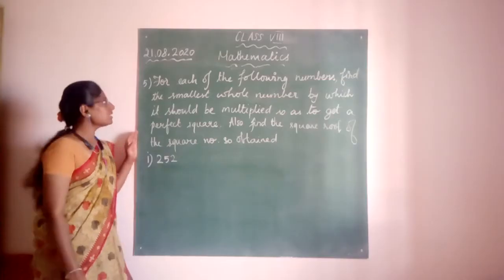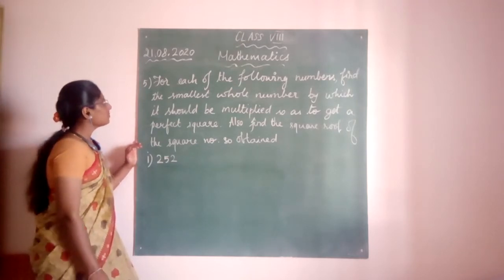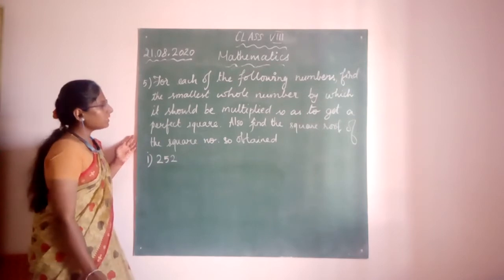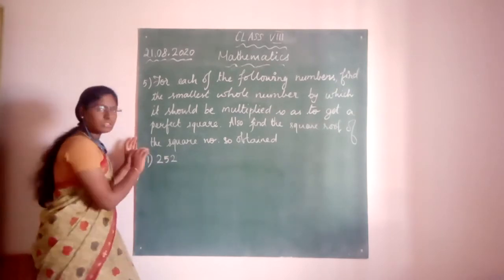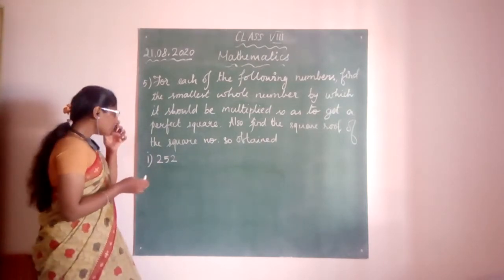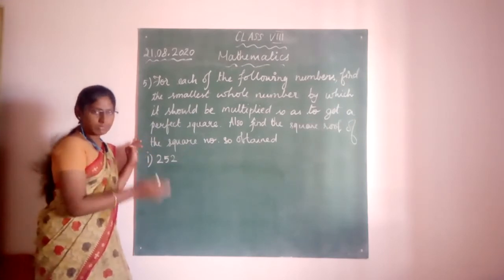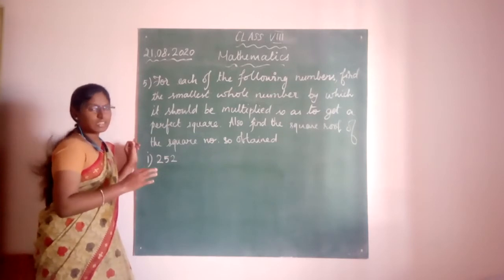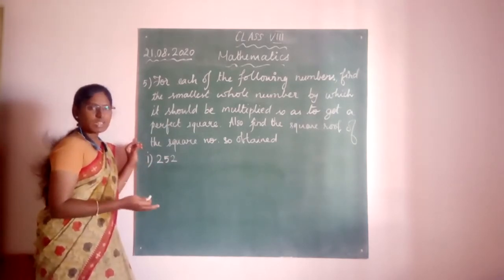Then into today's class. Look at the fifth question from exercise 6.3. For each of the following numbers, find the smallest whole number by which it should be multiplied so as to get a perfect square. Actually the given numbers are not square numbers. We have to find how to make this number a square number. So we have to do prime factorization and see which number in the prime factorization is left without a pair. You can understand it very well as I do it.